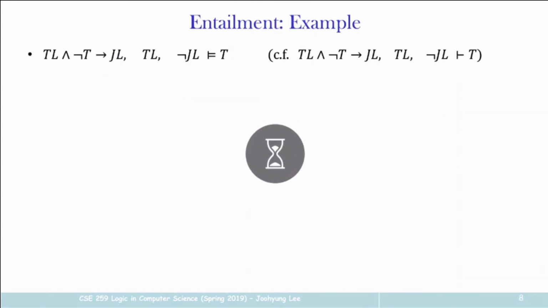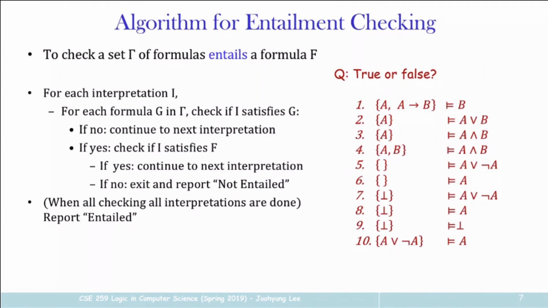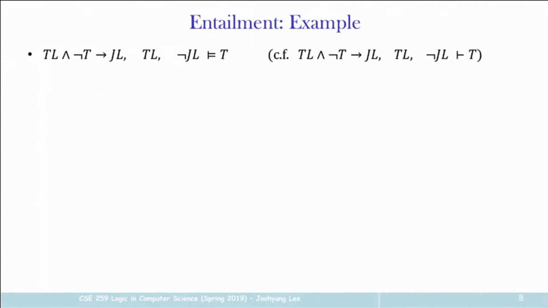Now let's come back to this training example. We already have proven this fact using natural deduction, but now let's talk about this entailment. What we say is, if you have this set on the left-hand side, then this set entails taxi at the station. In other words, if you find any interpretation that satisfies all three formulas on the left-hand side, that interpretation must satisfy the formula on the right-hand side.